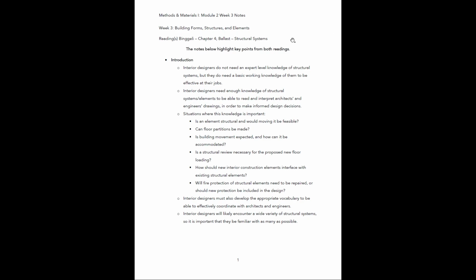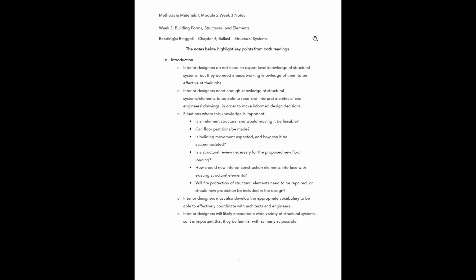The Bengali book gives a really good overall general look at all the topics that we're going to be talking about in this chapter. But the Ballast book provides a lot more detail in terms of specific things that you're going to need to know as an interior designer related to practice.